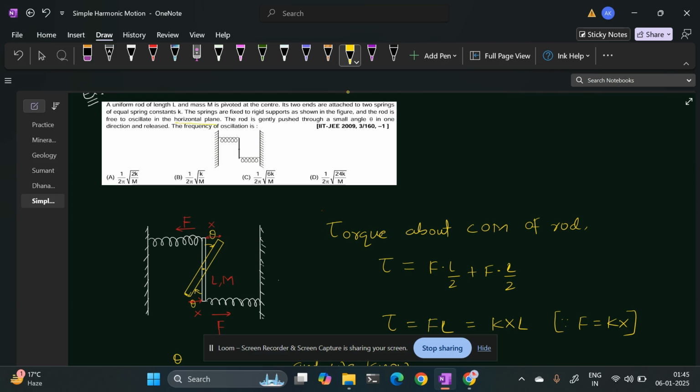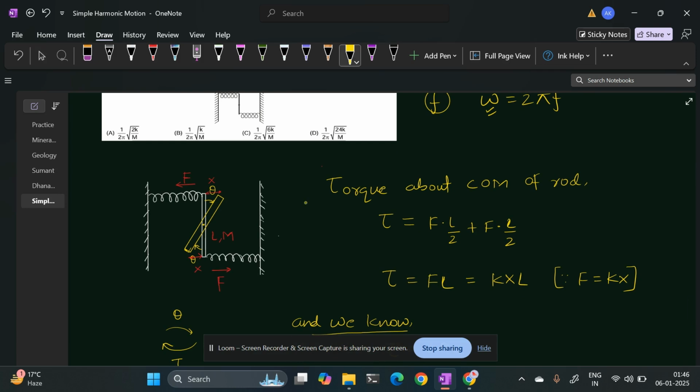The rod is gently pushed through a small angle theta in one direction and released. They asked for the frequency of the oscillation f, and we know omega equals 2 pi f. So once we calculate the angular frequency, we will reach the frequency of the oscillation. So just slightly displace the rod from its position.